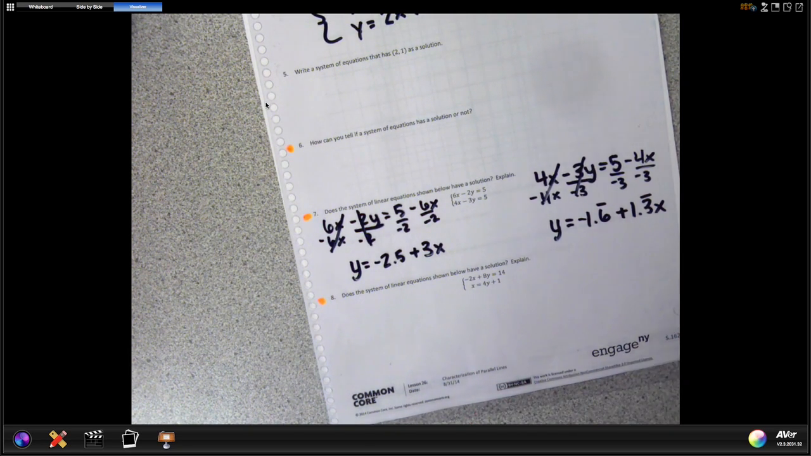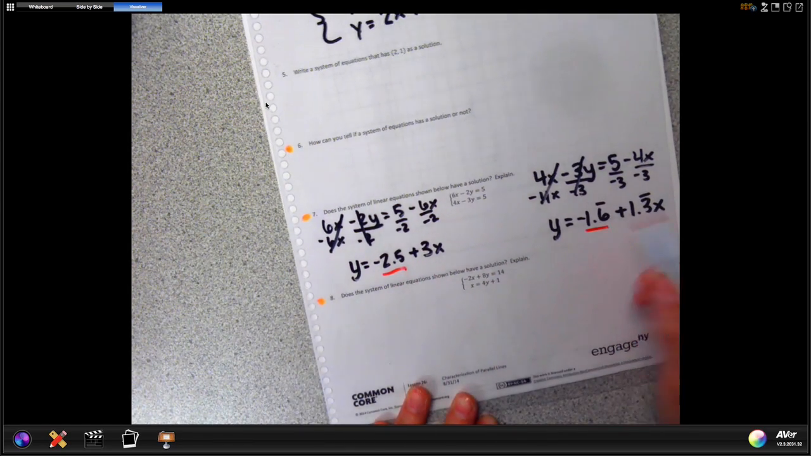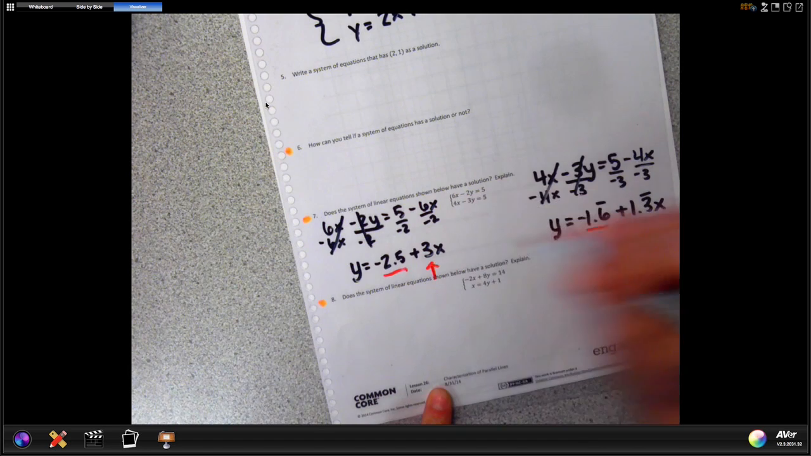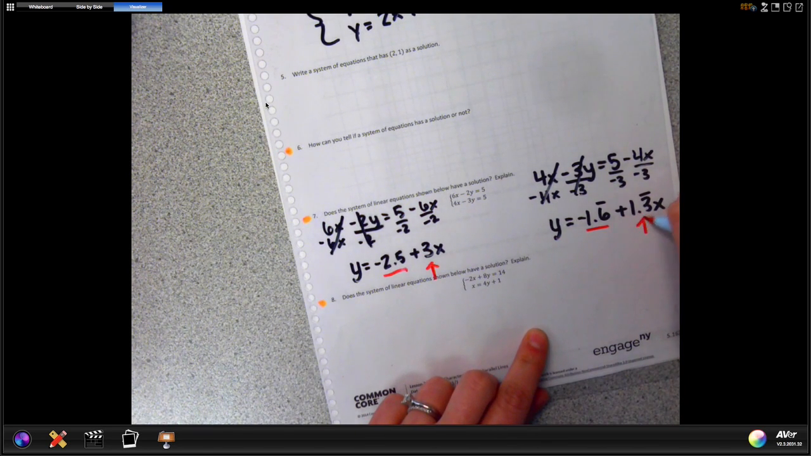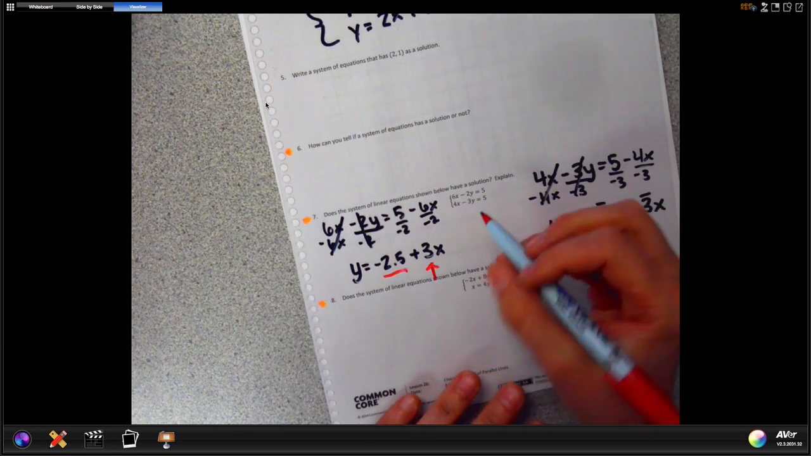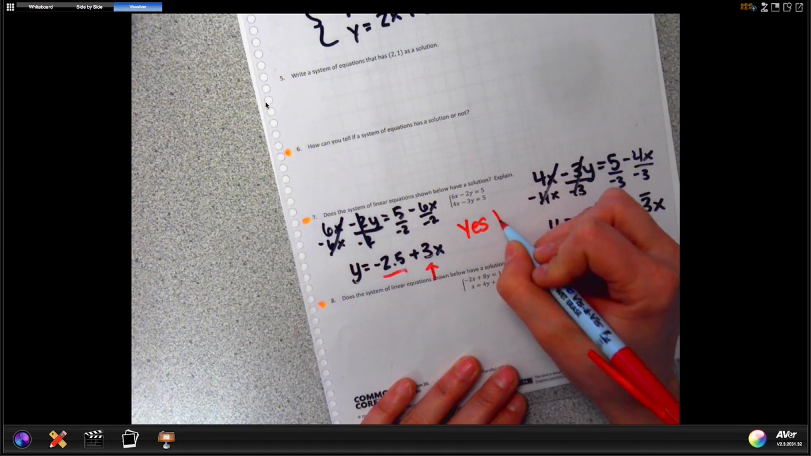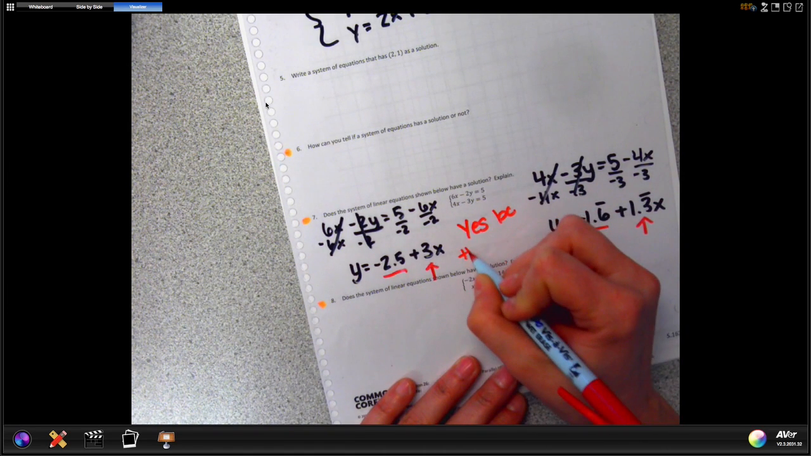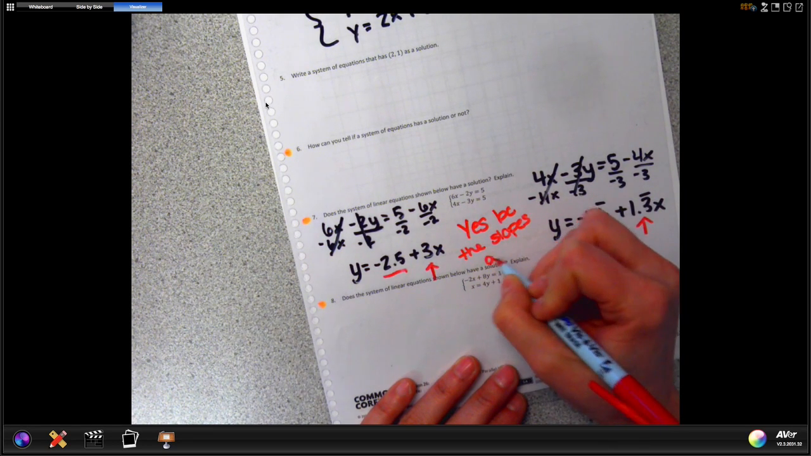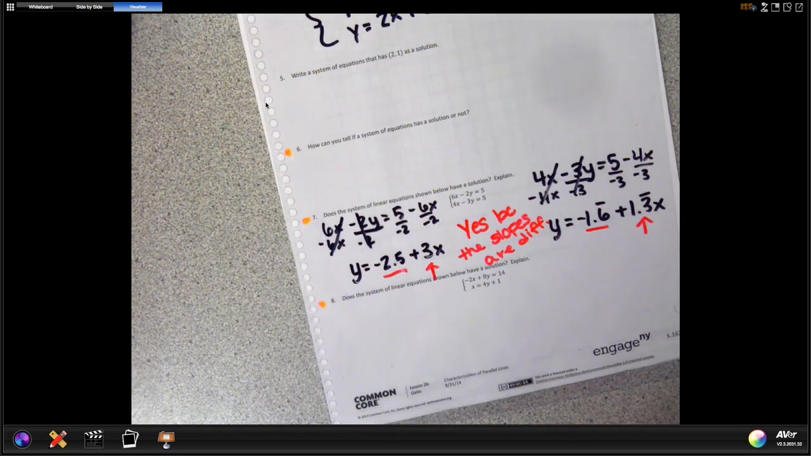Now, remember, what are we looking at here to decide if this has a solution? We're looking at slope and y-intercept. Well, our y-intercepts are different, so that's good. And our slope here is 3. Our slope on this one is 1.3. Our slopes are different. So that means at some point, if we graph these, they're going to cross each other. So does this system have a solution? Yes. And the reason is because the slopes are different. Remember, if they were the same, we know that they would be parallel and have no solution.